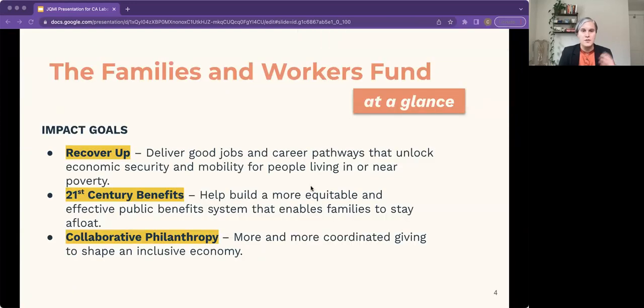To effectively respond to and seize this moment, we use grant making as well as public-private partnerships to advance three primary impact areas. First, we advance good jobs that sustain and uplift workers and their families. We call this our Recover Up impact goal. This is my area of focus at the fund, and it's where we'll spend most of our time during today's conversation. Second, we invest in building a more equitable and effective public benefit system. And third, we support partners across philanthropy to align behind shared priorities and strategies.